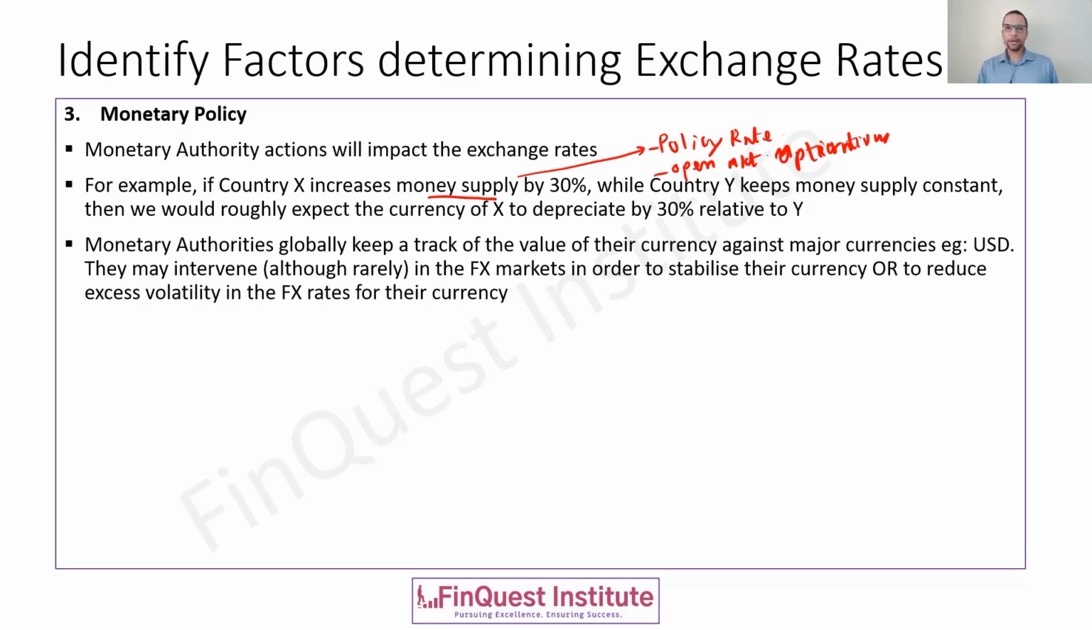However, there could be certain times whereby there could be too much volatility in the currency, or maybe they want to stabilize the currency up to a certain level. So at that time, the monetary authority might decide to intervene, and that way they may want to stabilize the country's currency vis-a-vis their major other currencies. So, for example, in India, we mainly look at the USD INR rate as a benchmark whenever it comes to stabilizing the rupee.